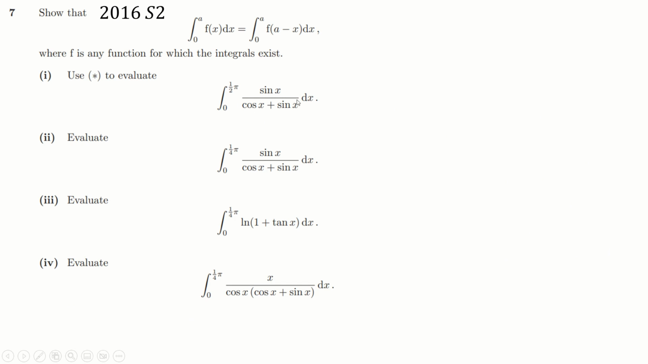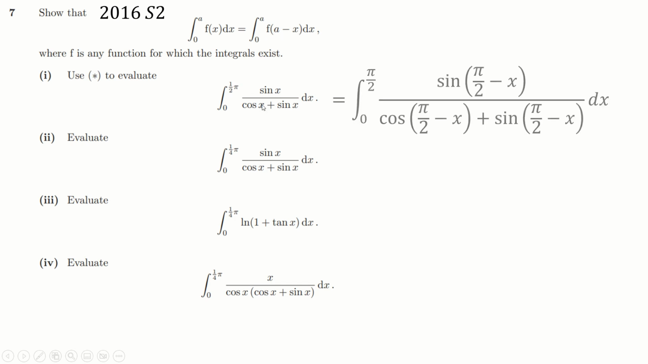So yeah, I made a video talking about how to do this the other week. But now it says to use star, so we're going to use star. So okay, let's take this integral and say from here, a is pi over 2. We can just write this as f of pi over 2 minus x. So every time we see an x, we're just going to replace it with pi over 2 minus x. And apparently this integral is the same as this one based on the proof that we just used.